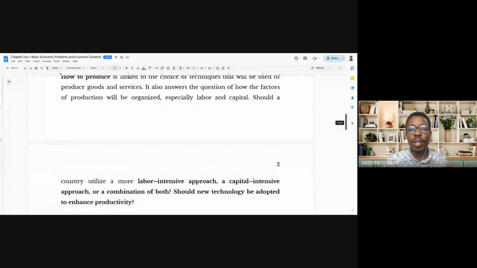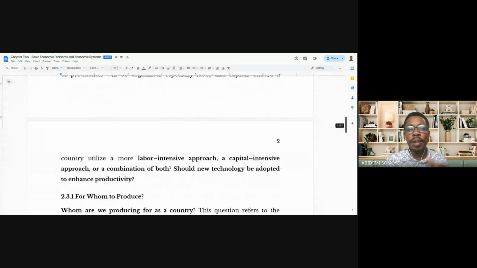Should a country utilize a more labor intensive approach, a capital intensive approach, a combination of both? Should new technology be adopted to enhance productivity? Okay. So I also mentioned to my students that another thing that can determine what to produce, which is the first point, is population.